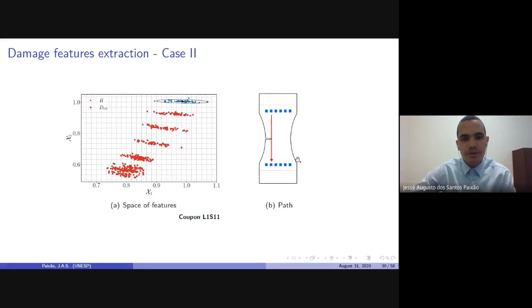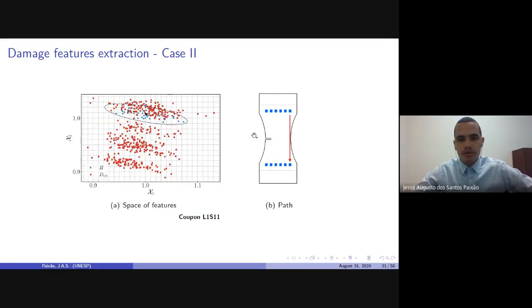A similar pattern was observed for case 2. In this case, we have a path crossing the damaged region, and we can see that, again, the damaged features move to the left down, according to the damage severity. If you look into a path not crossing the damage, you'll note that this pattern is less pronounced.